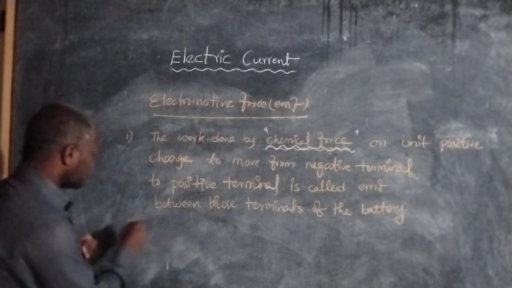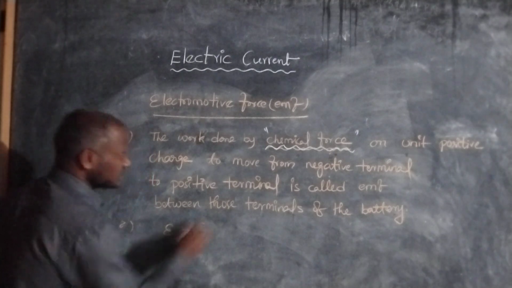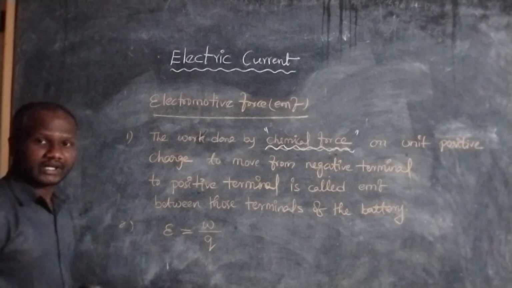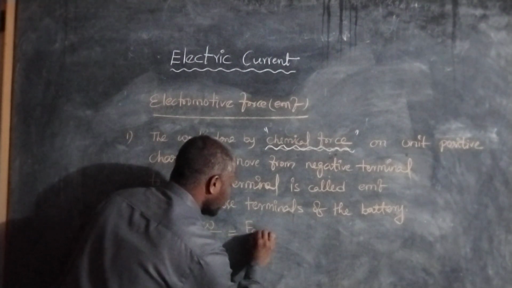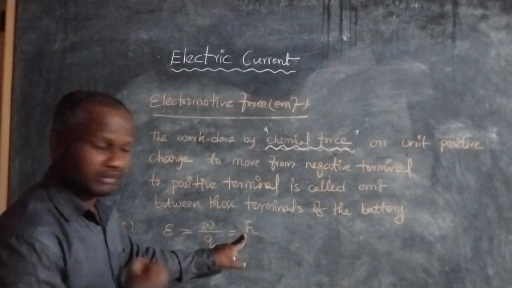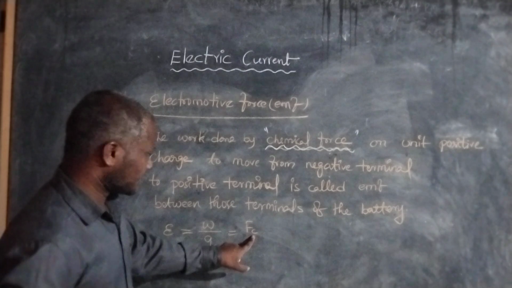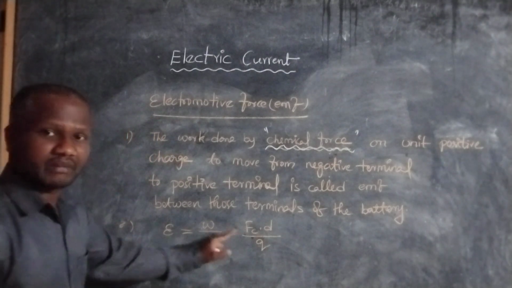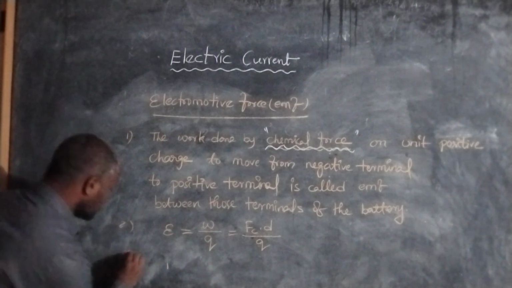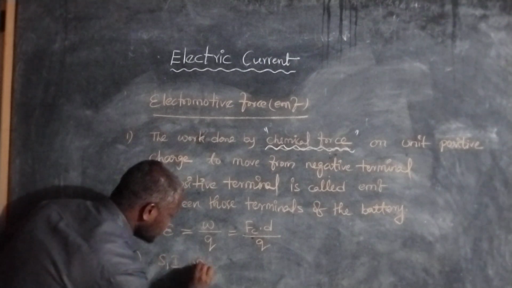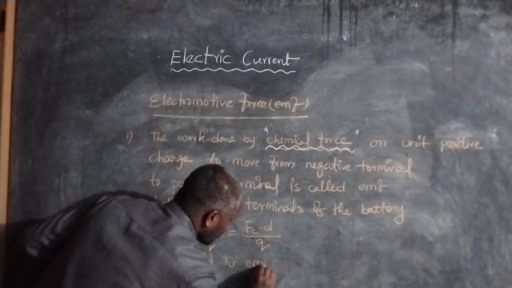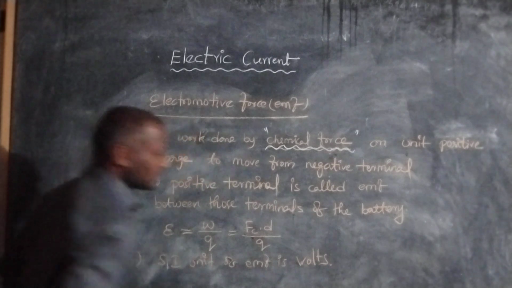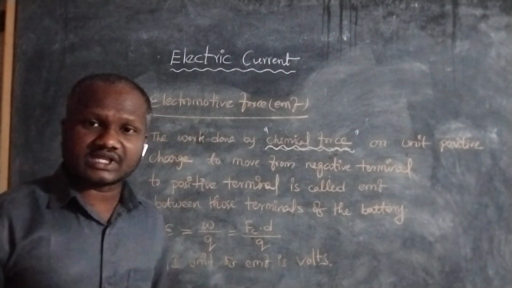And electromotive force is designated with symbol epsilon. So here also work is done on charge only, and here work is done by chemical force. That is why it is designated with capital F with subscript C, and the distance d by Q. This is the mathematical expression for electromotive force. SI unit of electromotive force is also the same, that is volts. SI unit of electromotive force is also volts.